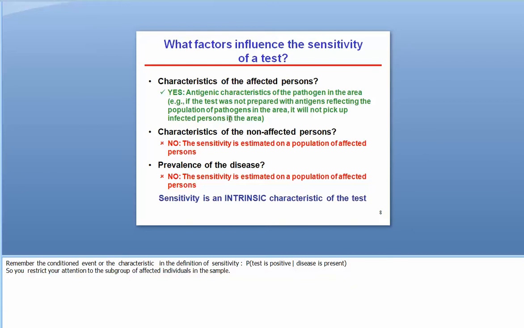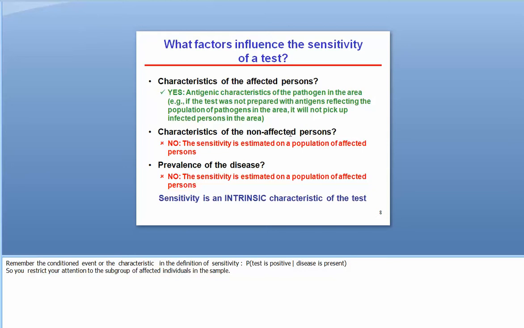Okay, so what factors influence sensitivity? Of course, the nature of the pathogens certainly affects it, because how effective the test is going to be depends on the nature of the pathogens. Are the pathogens in the disease sensitive to the test? That's one thing. Of course, that is certainly a yes. Now, the characteristics of the non-affected persons, I don't think so.